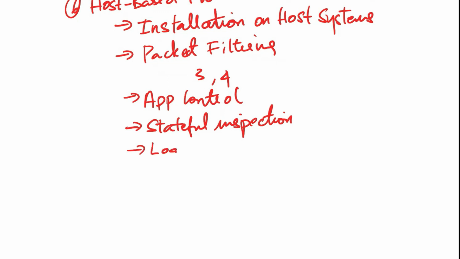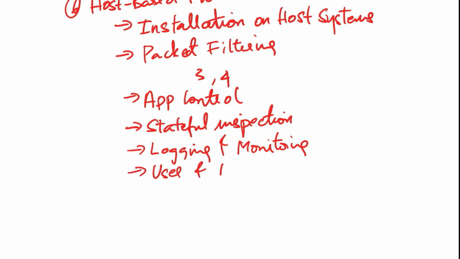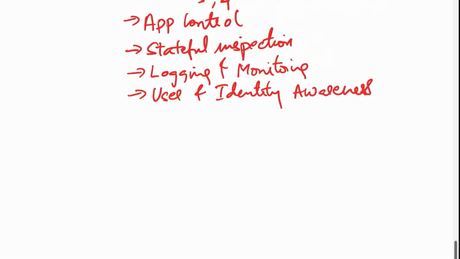Next is logging and monitoring. Host based firewalls maintain logs of network activities, including allowed and denied connections, blocked intrusion attempts, and other security events. These logs are valuable for security monitoring and incident response. Next is user and identity awareness. Some host based firewalls can integrate with user authentication systems, associating network traffic with specific users or user groups. This allows for user specific access control and monitoring.